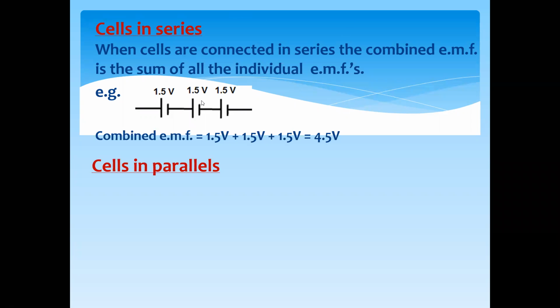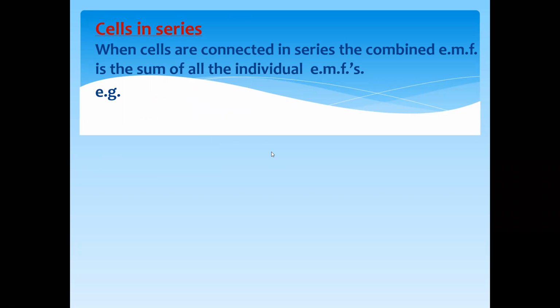But when cells are connected, what is the use of this combination? For example, if you are buying a remote control car, when you place the cells, how do you place them? Actually, these cells are in series. How are they in series with each other? This is the positive terminal.